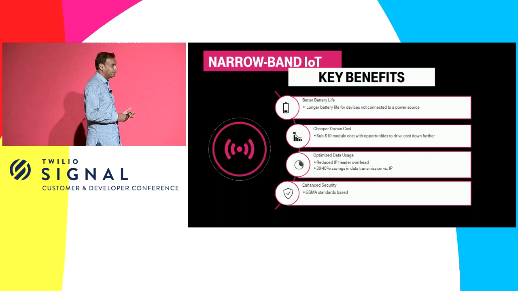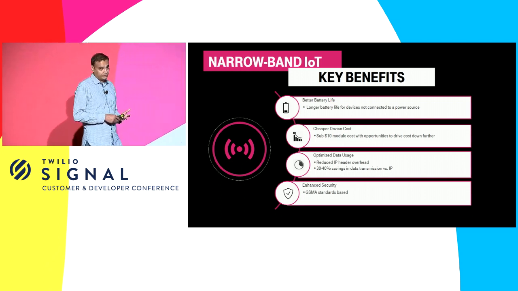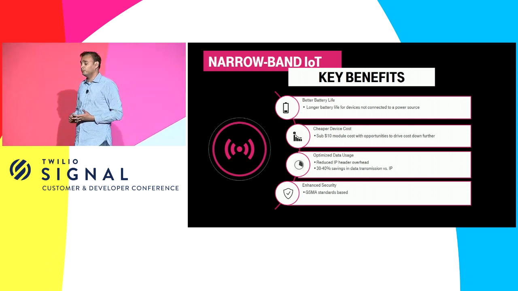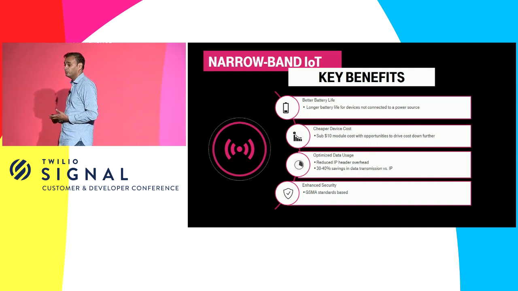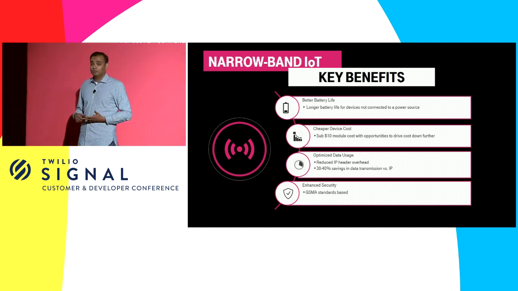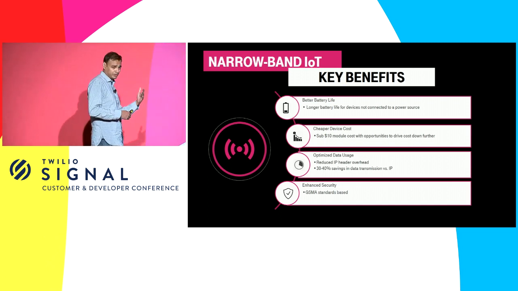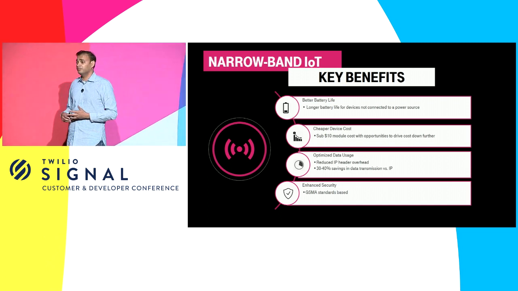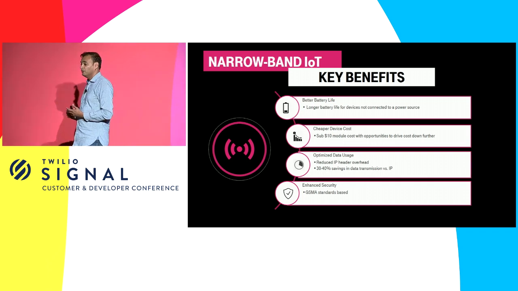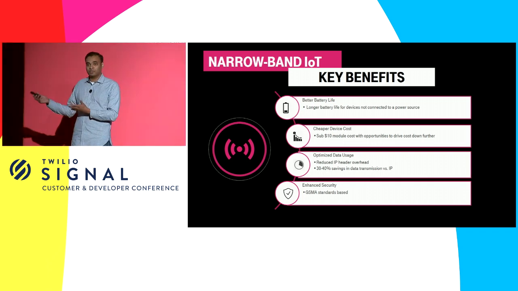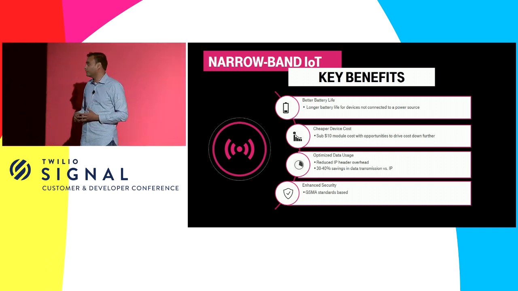Second is cheaper device costs. Today, one of the biggest impediments in terms of deploying IoT at scale is the cost of a cellular modem that ranges anywhere between $15 to $25. With Narrowband, it's already under $10. And we're aggressively pushing that boundary to get it to a point where it's in the $5 range, such that it becomes very cost-effective to deploy those billions and billions of sensors that I described earlier on in my talk.